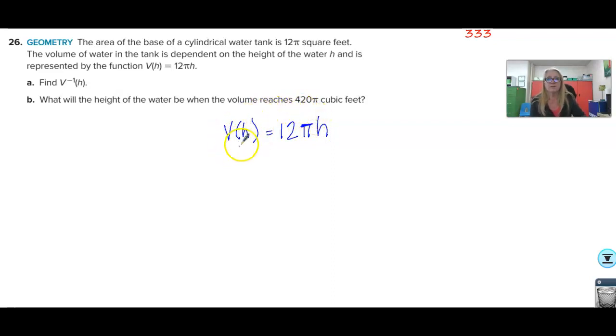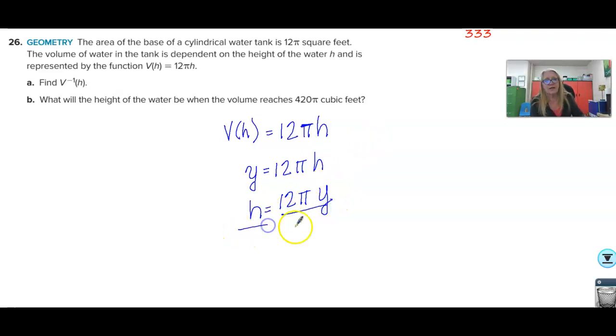So I would go ahead and change this. This one, I would normally make it y, and I don't see any reason to not do that at this point. We just need it to be a variable, right? So 12 pi y, and h is our other variable. Then we switch these. So we would have h equals 12 pi y. That rhymes. And now we need to get y by itself. So we just divide both sides by 12 pi to get rid of that. And so we have y equals h over 12 pi.